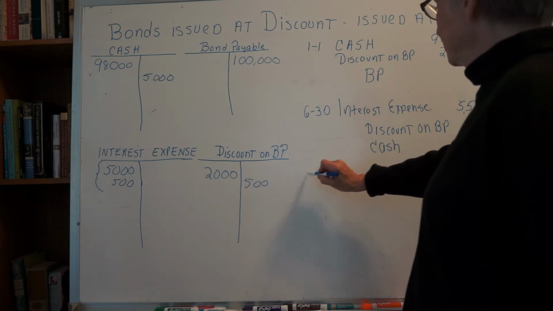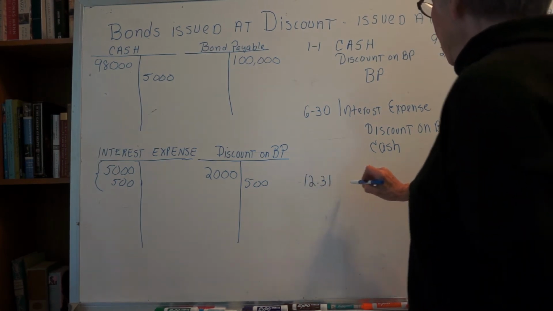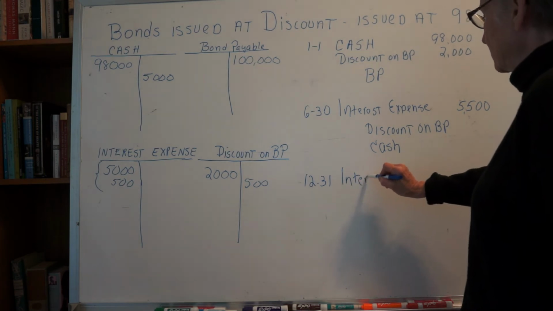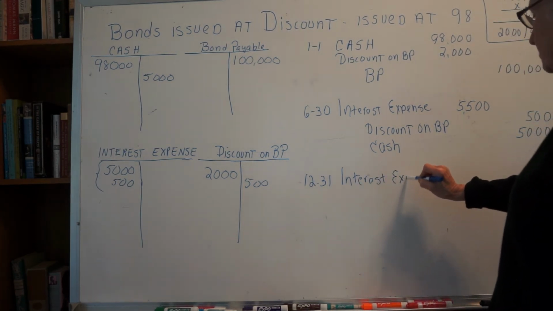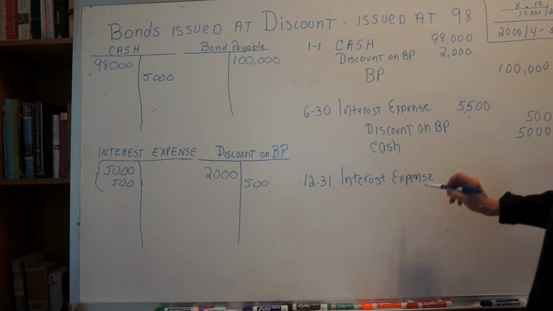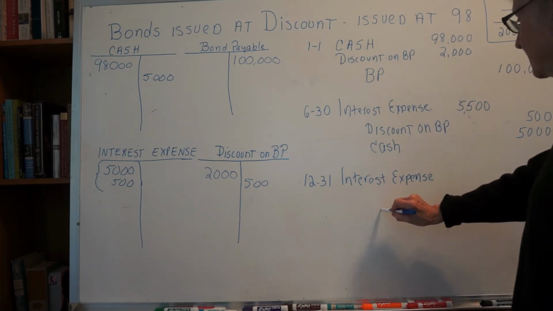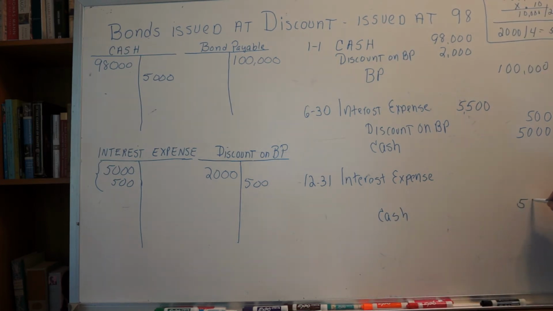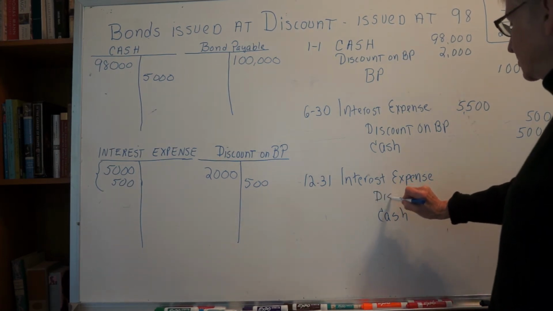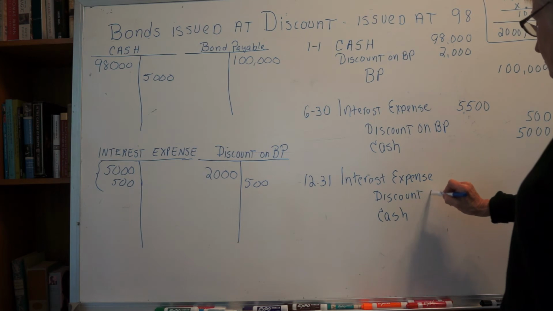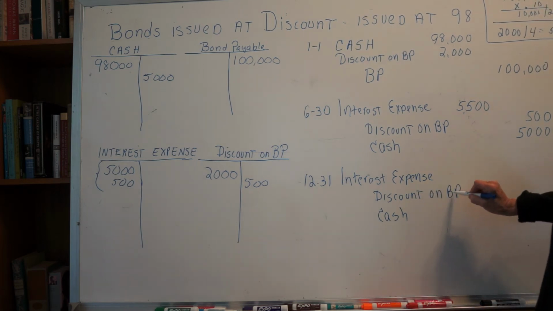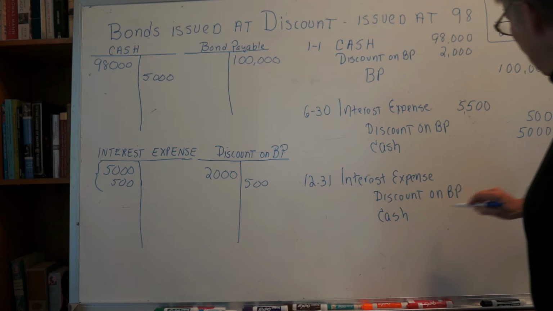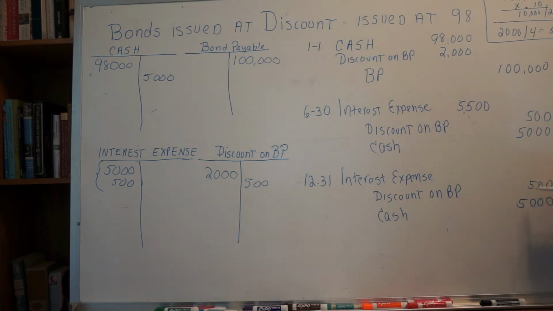Okay, the 12/31 entry would be the same thing, but let's just walk through it. We know we're going to have interest expense, and because the bond was issued at a discount, it's going to be higher than if it were issued at face value. The amount of cash we pay out is always going to be based on the stated interest rate and the face value of the bond. But we're going to amortize the discount over the life of the bond. So that means we're going to take 500 each payment, and our interest expense ends up at 5,500.